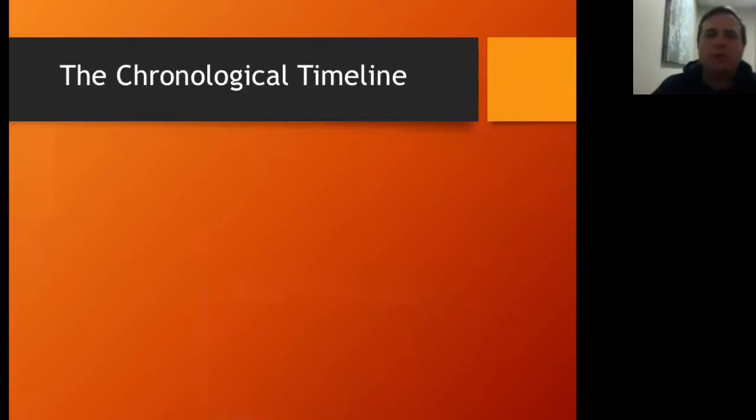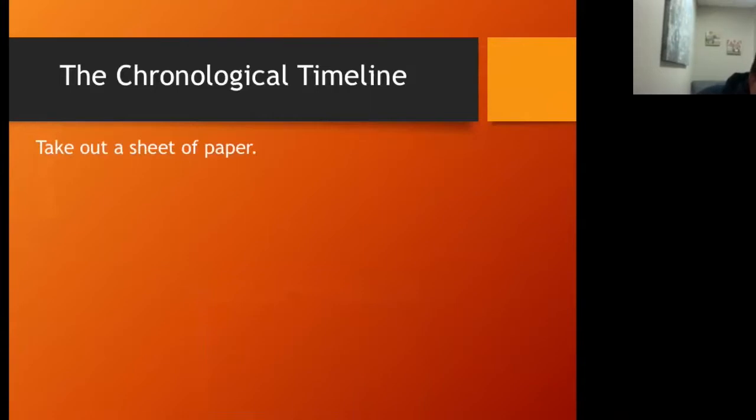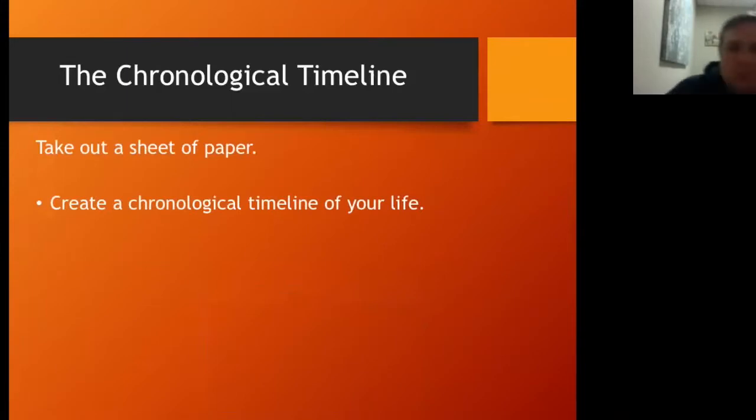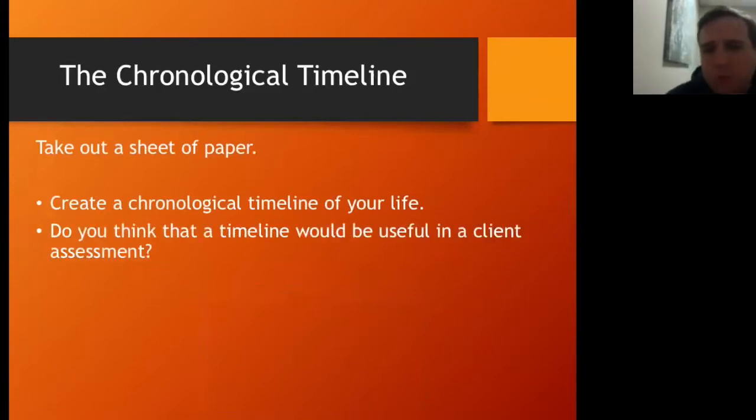And in narrative therapy, you're actually starting to get a sense of the narrative that people tell themselves and who's writing it. So you take out a sheet of paper, create a chronological timeline of your life, and then do you think that a timeline would be useful in a client assessment? So I urge you to try this. Just do a little timeline of your life.